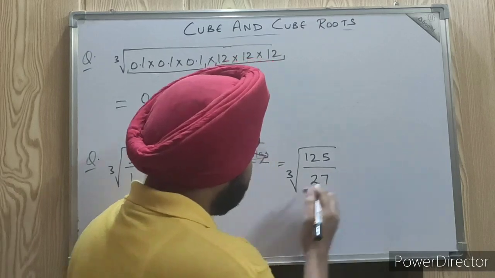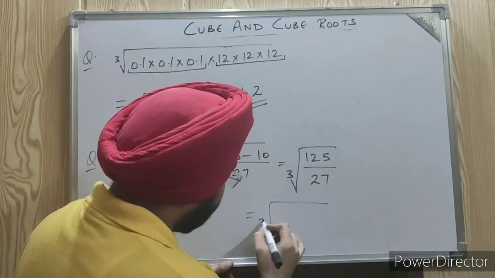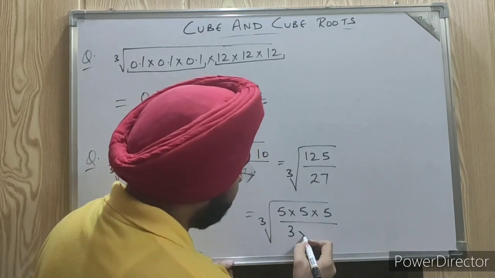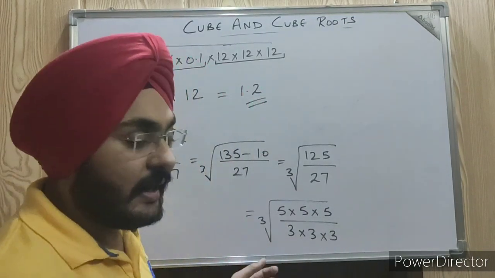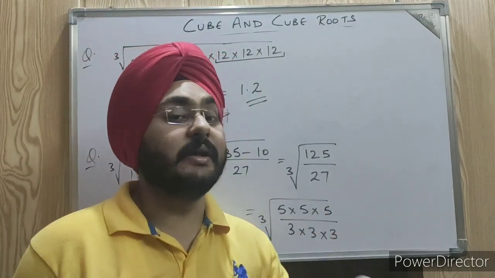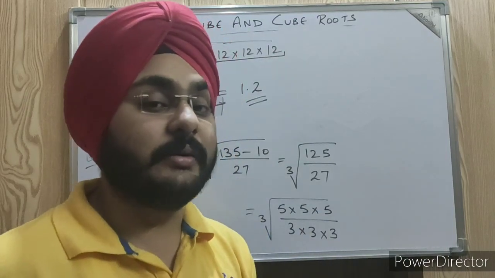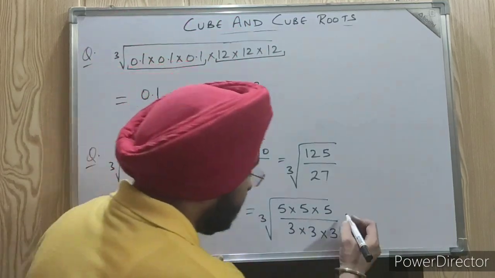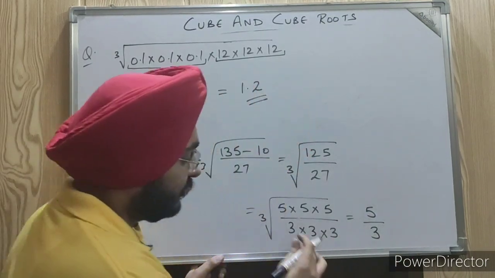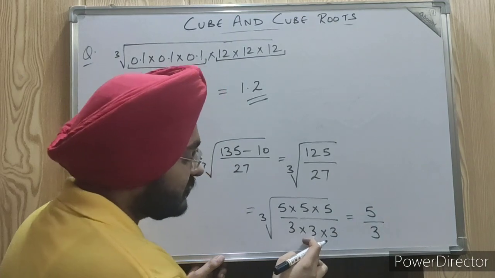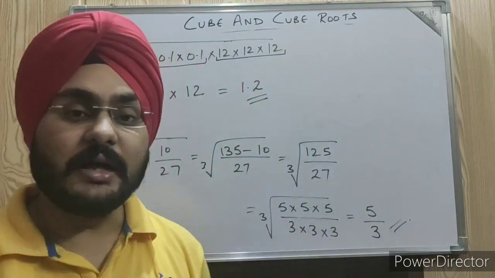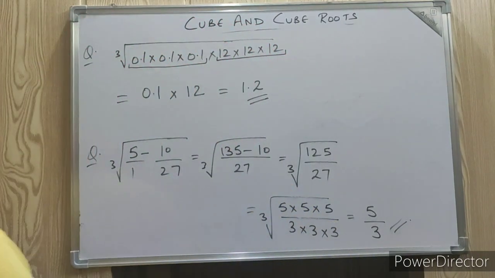So how could I write this? I will be writing in this way. So 125 I will write 5 into 5 into 5, and 27 I will write 3 into 3 into 3. Earlier I told you the triplet which is formed in the numerator will be written in the numerator, and the triplet formed in the denominator will be written in the denominator. So triplet of 5 here and triplet of 3 here. So this one is numerator, I have written in the numerator. This one is denominator, I have written in the denominator. So this 5 by 3 will be your answer here. So coming to the next question.